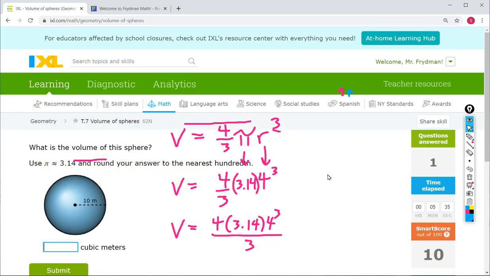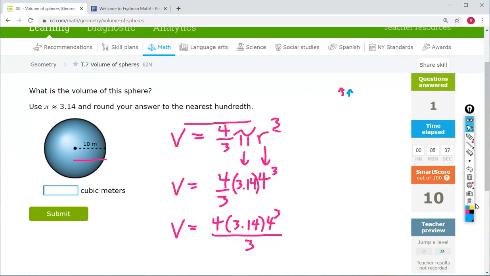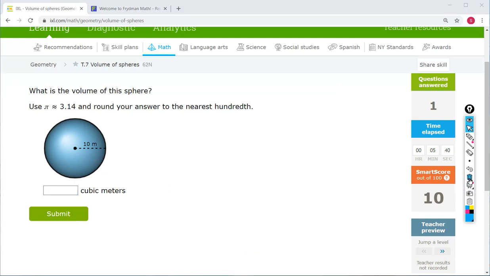And that's it. Okay, this problem looks to be the same. So let's do another problem like this. The volume is equal to 4/3 times pi times the radius cubed. So the radius is 10. So let's plug 10 in here.